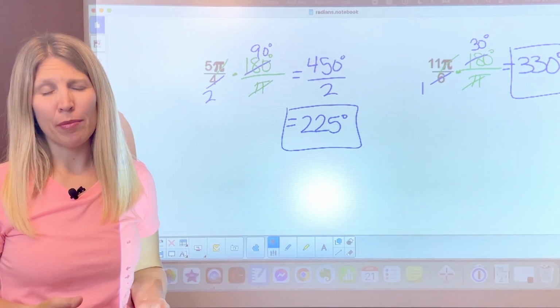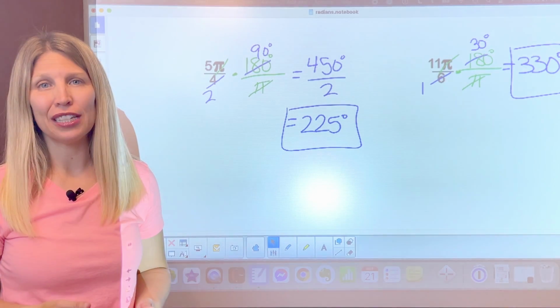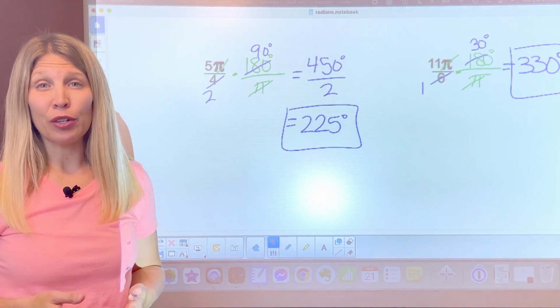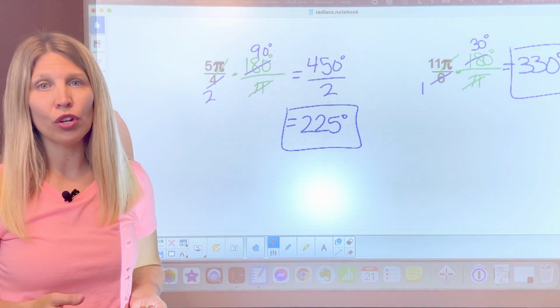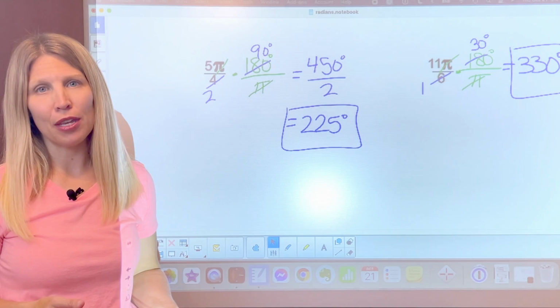I know learning trigonometry can be a little tricky, but you can definitely do it. Learning a new unit like radians takes a little bit of getting used to, so make sure you have those conversions handy in your notes so you can grab them at any time that you need to do these.